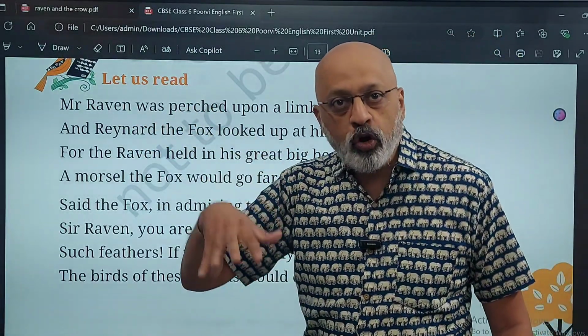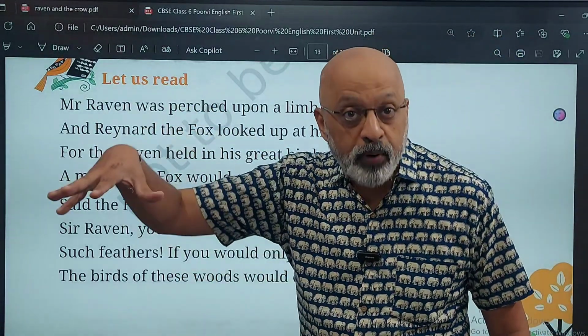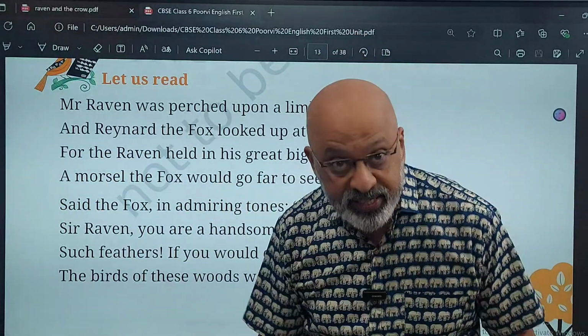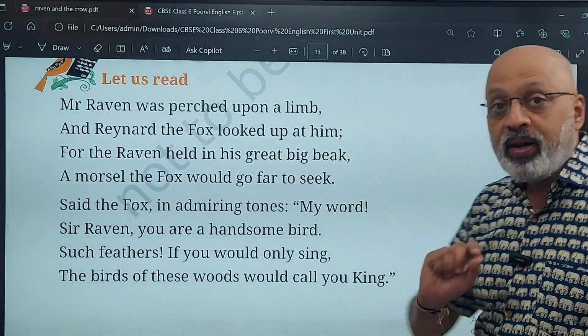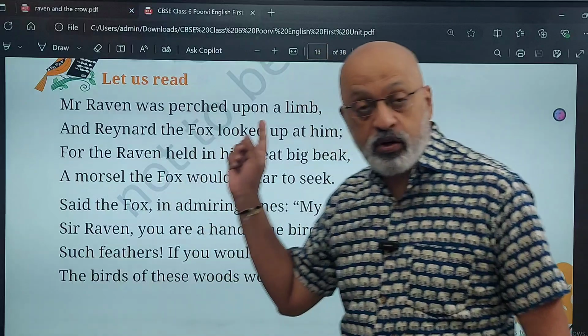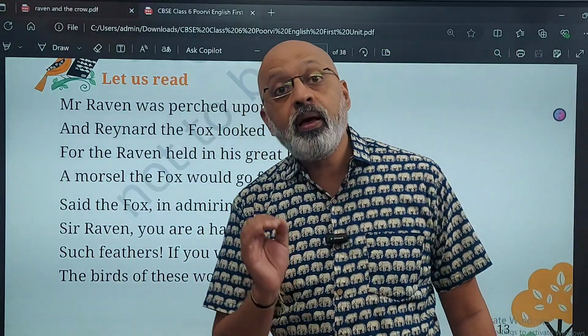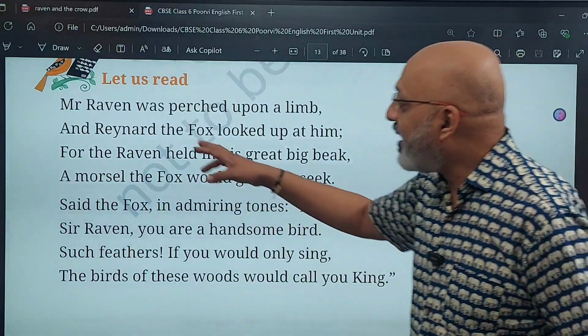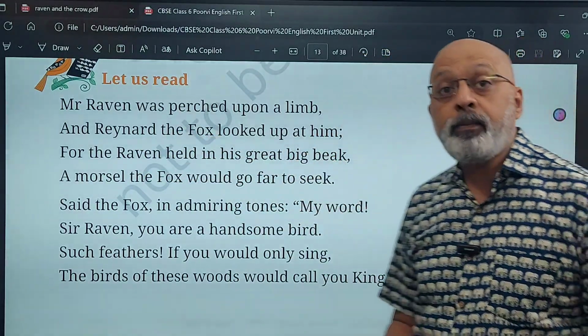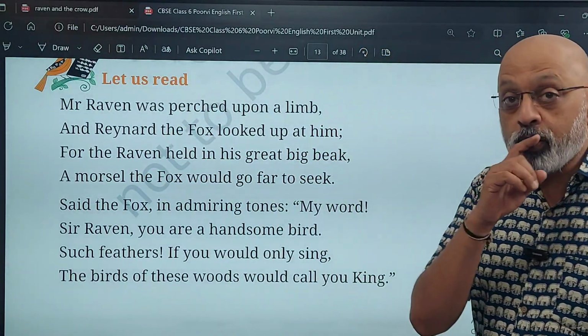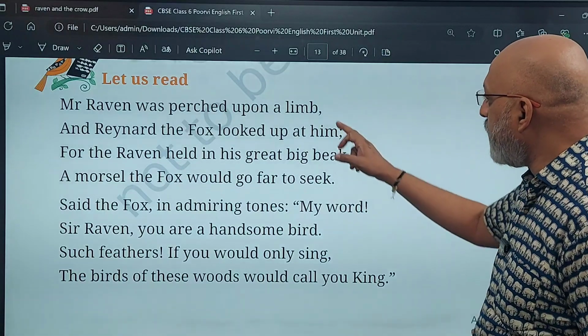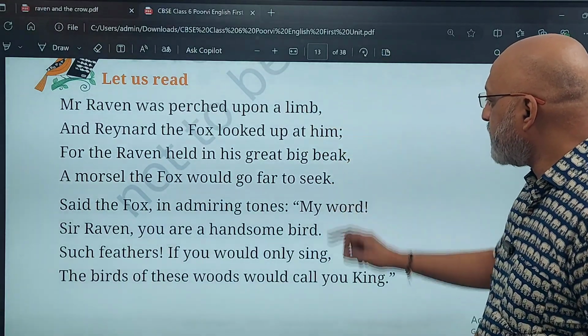So Mr. Raven was perched. Perched matlab it is talking about its position at a particular place, यानी कि बैठा हुआ था upon a limb. Limb means the branch of a tree, जैसा वो illustration में दिखाया है. It is sitting on the branch of a tree, and Reynard the fox looked up at him. Also, you look at the rhyme scheme. BB, limb, him, beak, seek.